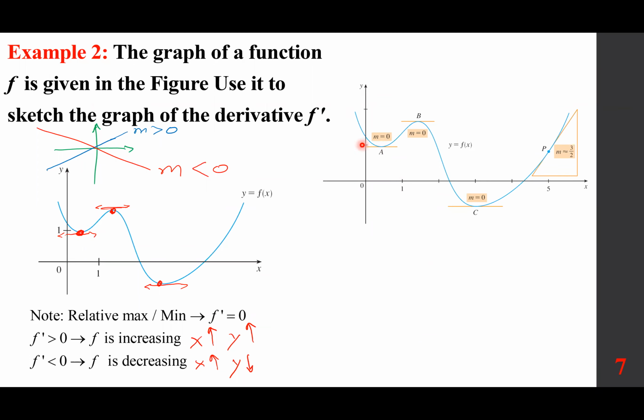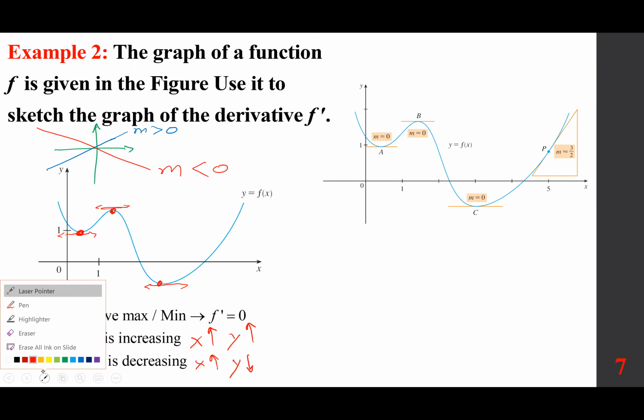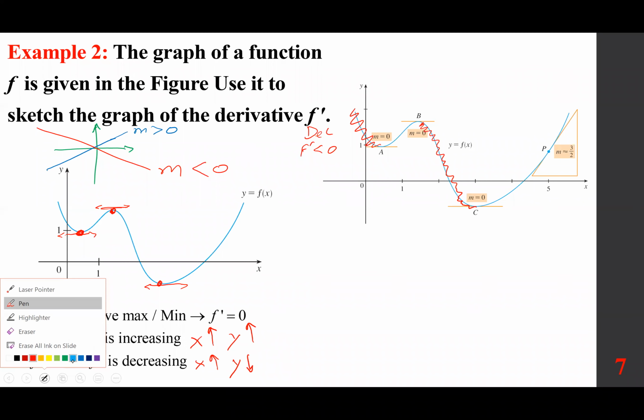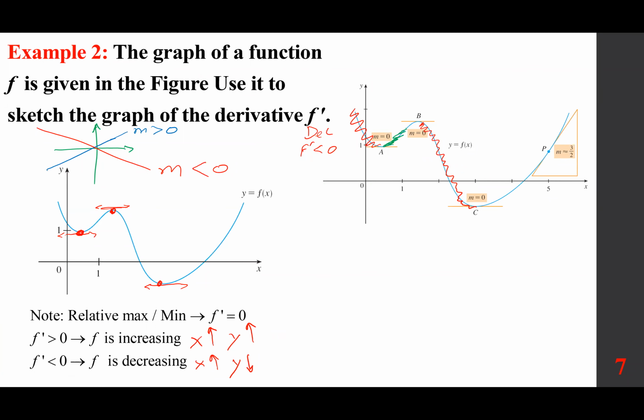To the left of A, everybody, to the left of A, it's what? Decreasing. This portion, decreasing. F prime is negative, and therefore is below the x-axis. So is this portion. This portion, increasing, and f prime is positive.